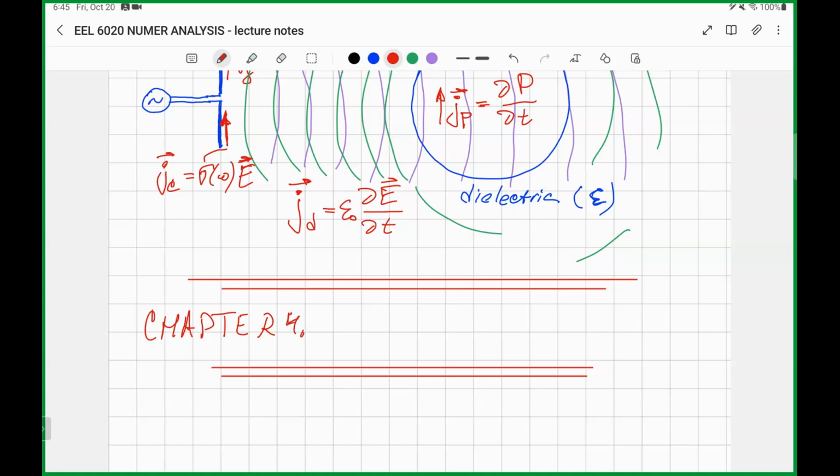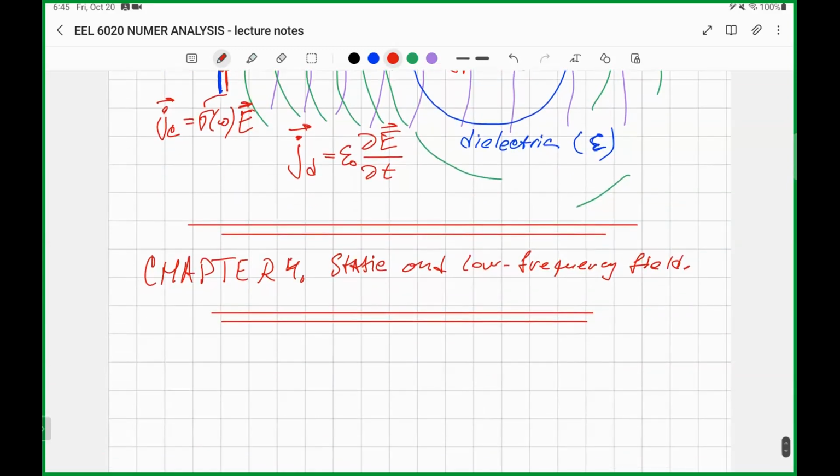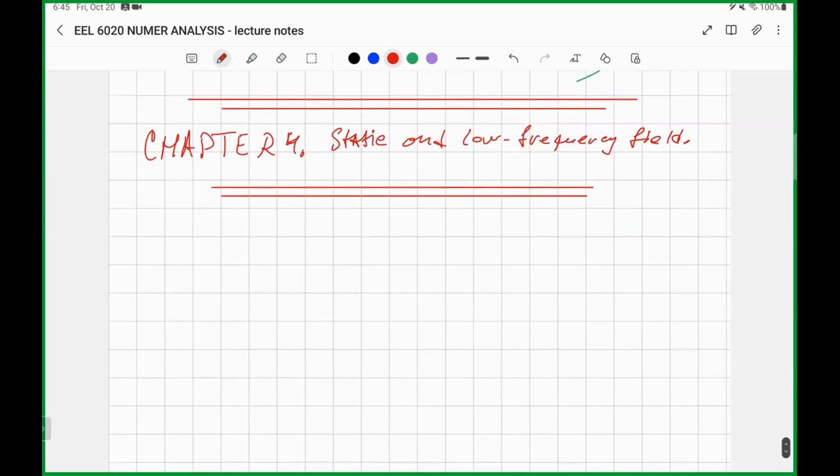Chapter 4. Now let me call this static and low frequency fields. So a few words about static, and then I believe we still have some time to run some first simulations today. And next week we will continue this part.